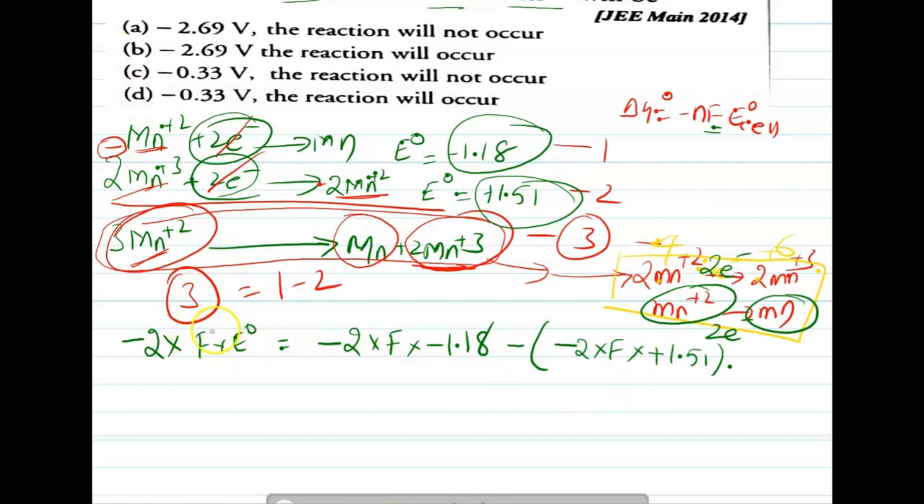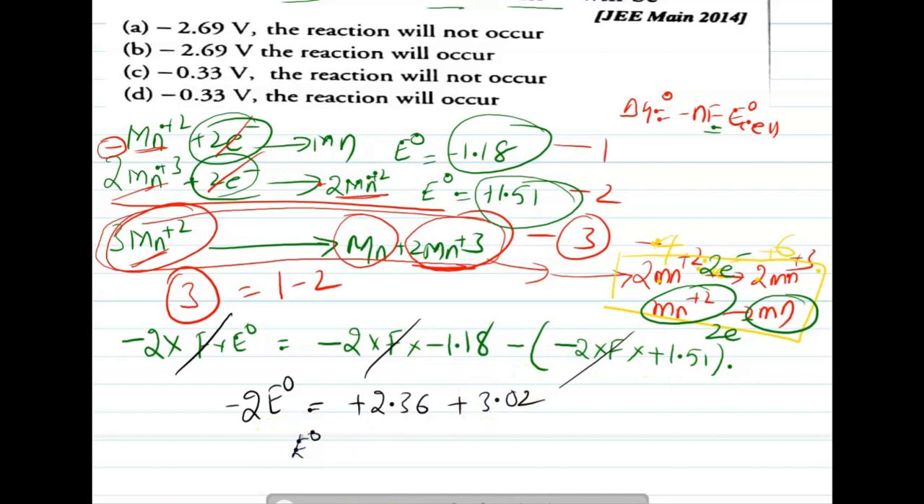See, in every equation F is common, so F will get cancelled. So minus 2 into E naught minus 2 E naught is equal to minus into minus plus 1 into 1.18, that is it will become 2.36. Minus into minus will become plus 1.51 into 2, so you will get 3.02.